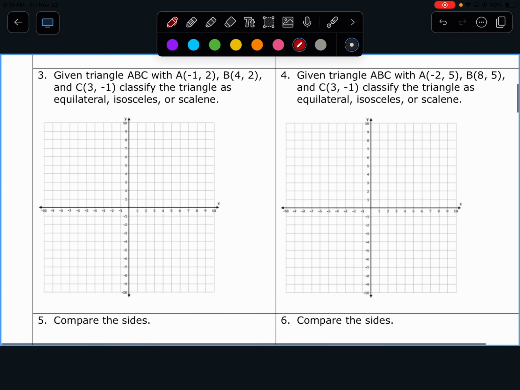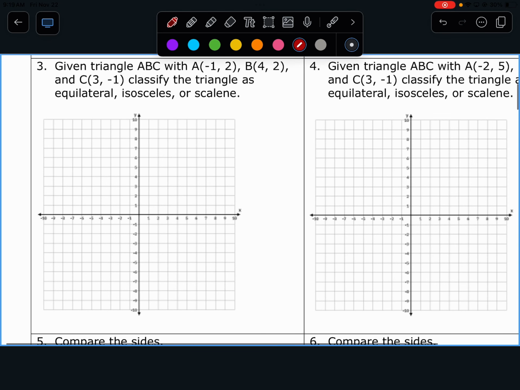Number 3, classify ABC according to its sides. A is at -1, 2. B is at 4, 2. C is at 3, -1. We're going to go ahead and connect that into a triangle. All right, as I'm looking at this, it's obvious that this side, BC, is shorter, but AB and AC could be congruent. I can't 100% tell. What I can see is that 1, 2, 3, 4, 5, AB is 5 units long. Let's see how long AC is. We can't count it because it's diagonal. We're going to have to use the distance formula.